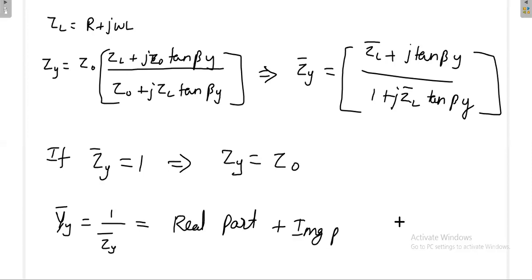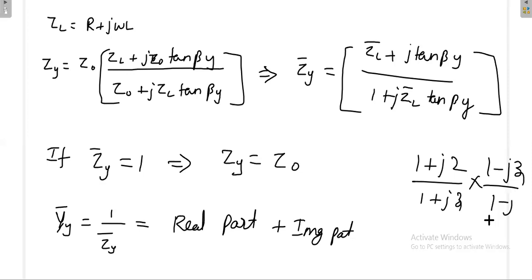See, if you have a complex value like 1 plus j3, what will you do? You will multiply with 1 minus j3 in both numerator and denominator. Finally, it consists of some real and imaginary parts, because the denominator will give you the real, but in the numerator there will be real and imaginary. Finally, you will get real plus imaginary. So once you write in this format, you will get some real part and imaginary part.